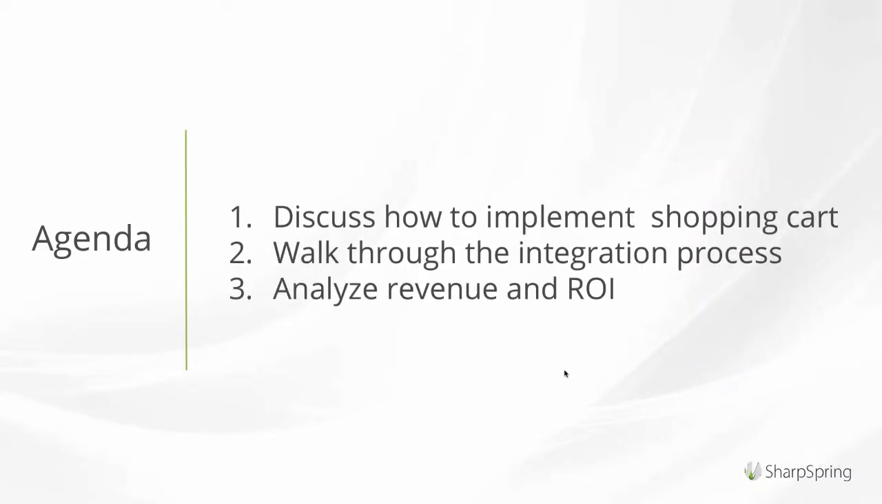So today's agenda, we're going to discuss how to implement the shopping cart. So we're going to walk through all those steps, talk about what needs to be done. We're actually going to walk through the integration process, which involves placing some code into a specific file on the WordPress site. And then we're going to look at how we can analyze our revenue and the return on our investment, because we get that revenue data, those transaction costs into SharpSpring. We can associate them with campaigns.